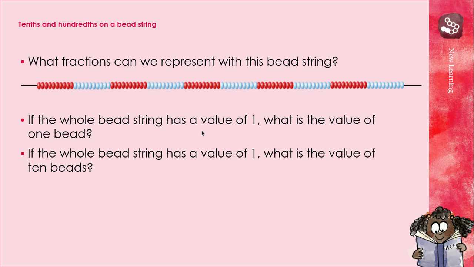If the whole bead string then has a value of 1, what is the value of one bead? So it's less than 1. The answer is going to be, well, how many equal parts has it been split into? It's been split into 100 equal parts. So each bead has a value of 1/100th.